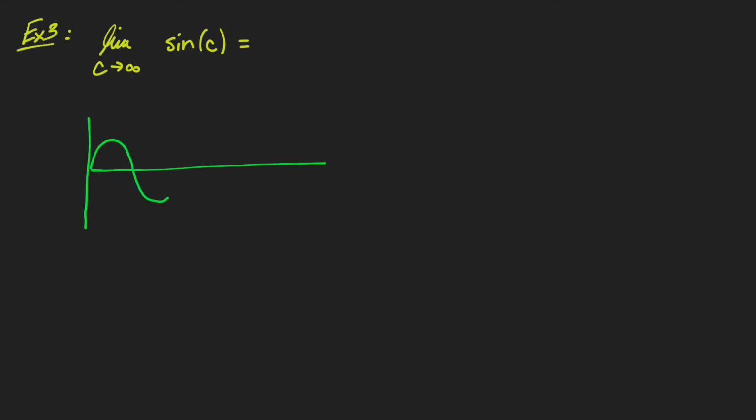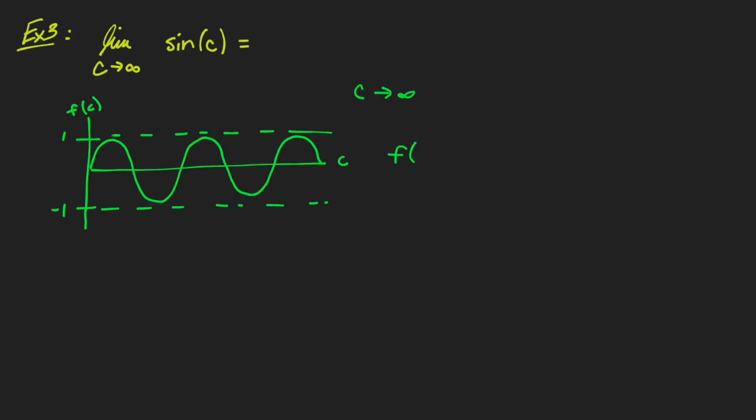A sine curve, if we're familiar, looks something like this, and so on and so forth. It oscillates between the two values of 1 and negative 1. Since this is the base function, there's no change in amplitude, so it would always be between negative 1 and 1. Remember that this axis here is f of c, and this is the c axis. So as c approaches infinity, it's actually having an output, f of c, that is divergent.